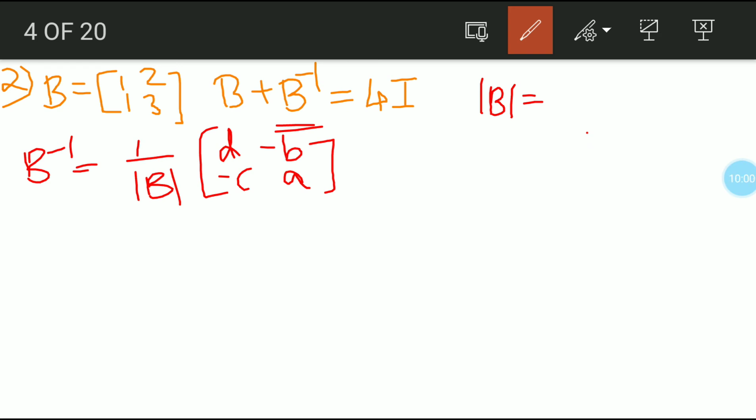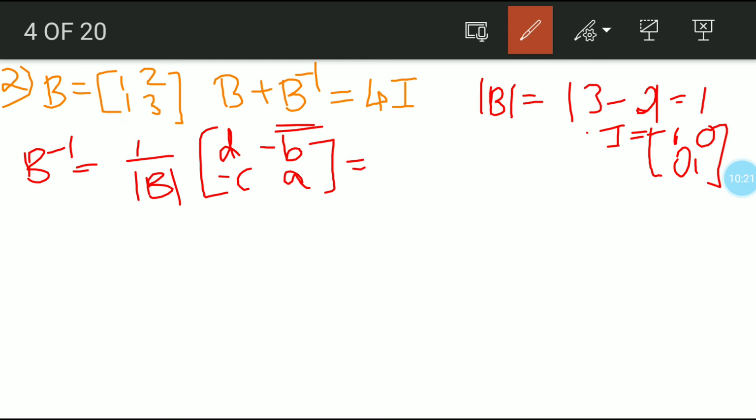Cross multiply: 1 into 3 is 3, minus 2 into 1 is 2. So that is mod of 1 only. If you want, you can write the identity matrix I explained, 1 0 0 1, to the side and keep it. Now you put the answer as 1 by 1, then D is 3, minus 2, minus 1, 1. So this is the solved version, and now B inverse is also found.